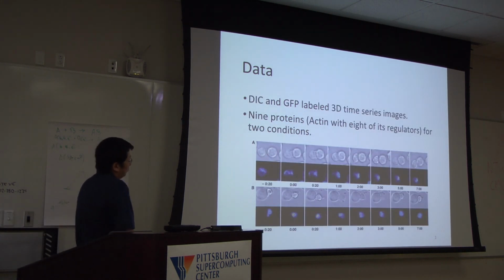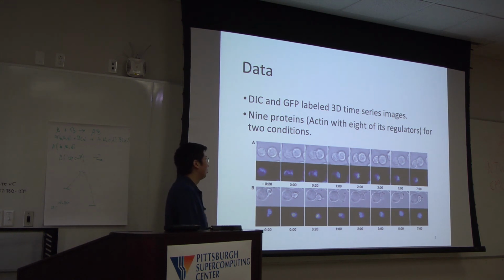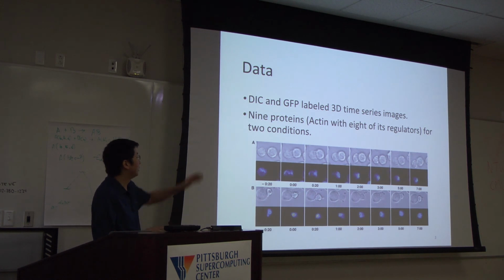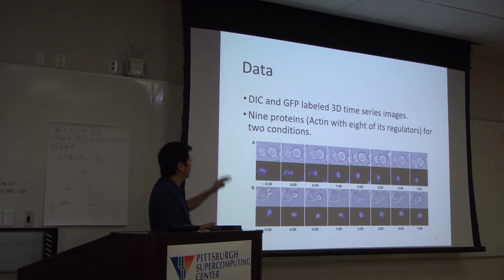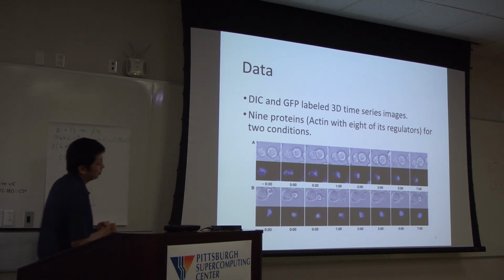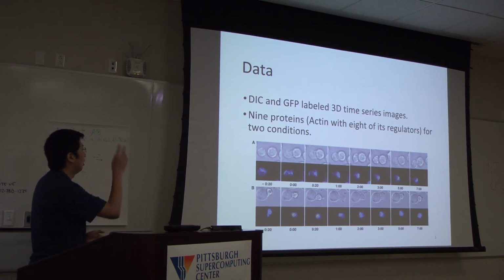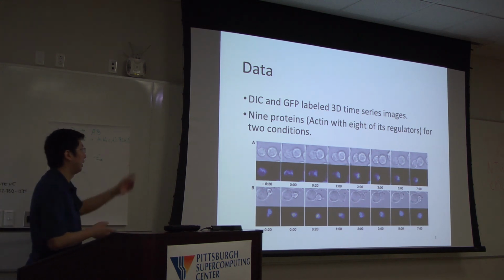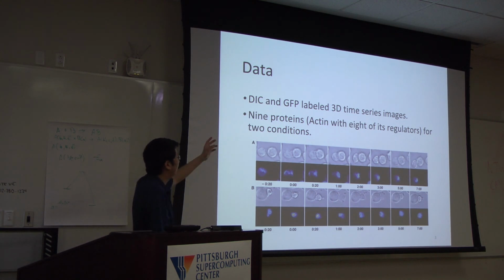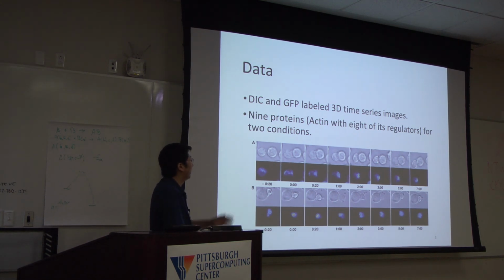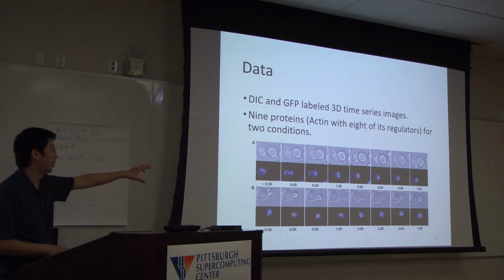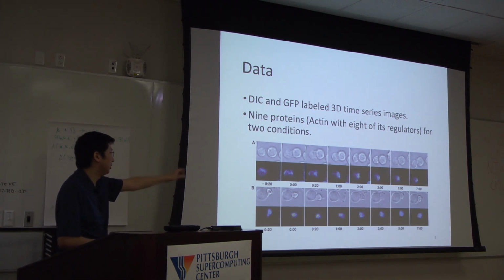This is a collaboration with Dr. Christopher Woodring at the University of Bristol, and they took the images of the TCLs. We have DIC and GFP labeled 3D time series images. We labeled a lot of different proteins with GFP and imaged them. Here we analyze 9 proteins: actin and its candidate regulators. Here is an example of the images.